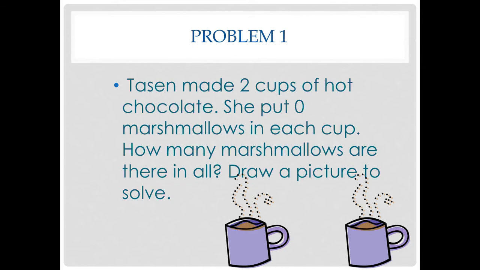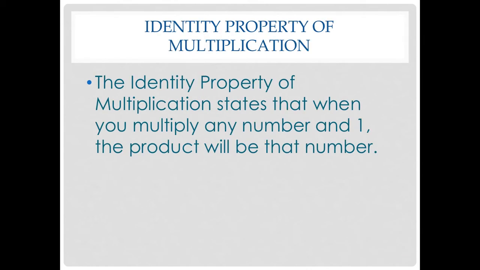Silly, but funny. So, Tossin made 2 cups of hot chocolate. He put 0 marshmallows in each cup. How many marshmallows are there in all? Draw a picture. Well, these are my lovely pictures of hot chocolate, and guess what? Each cup has 0 marshmallows. So, how many marshmallows in all? None. They are plain cups of hot cocoa.